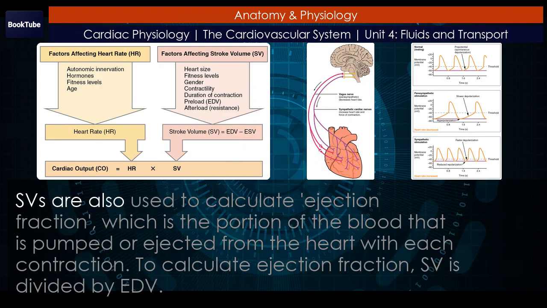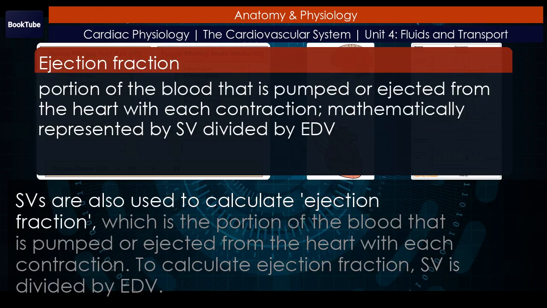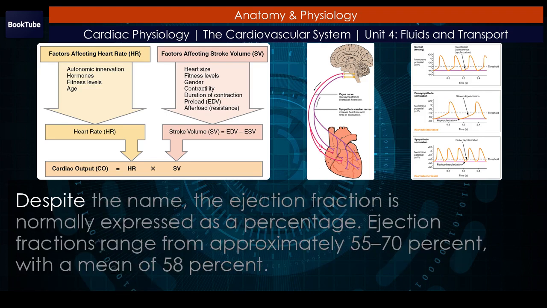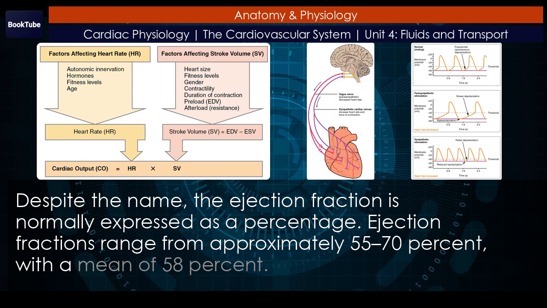SVs are also used to calculate ejection fraction, which is the portion of the blood that is pumped or ejected from the heart with each contraction. To calculate ejection fraction, SV is divided by EDV. Despite the name, the ejection fraction is normally expressed as a percentage. Ejection fractions range from approximately 55 to 70%, with a mean of 58%.